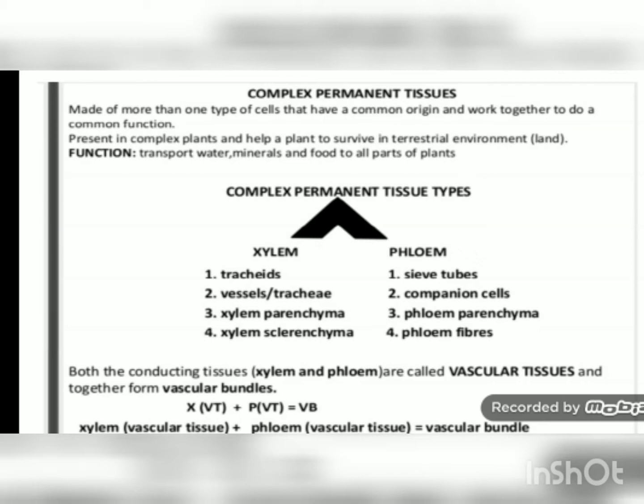So you can say unidirectional movement is found in xylem, whereas phloem is responsible for transportation of food, and thus it transports food from leaves to all the parts of the plant. In some plants, other parts other than leaves also prepare food. All the green parts present in the plant prepare food, so phloem transports food from the green part to the non-green part of the plant. Both xylem and phloem are conducting tissues, so they are called vascular tissue, and together they form the vascular bundle.